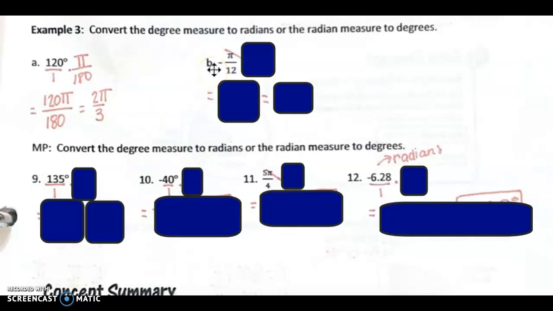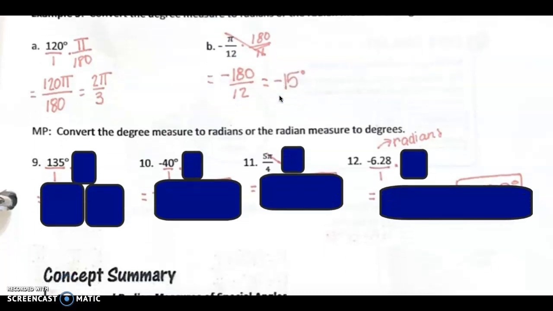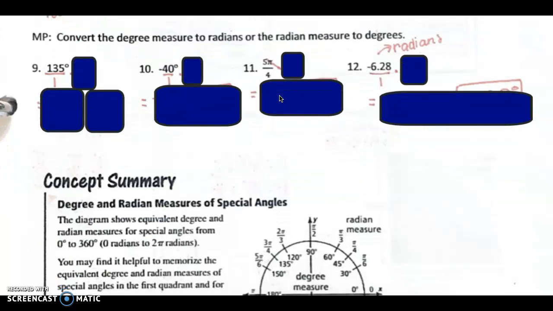So for part B, we started with radians, and we want to go to degrees, so we want to get rid of the pi. So we multiply by 180 over pi. Okay, so those pi's cancel out. That gets rid of that. Then you're left with negative 180 over 12. We multiply straight across. Negative 180 divided by 12 gives us negative 15. And that's degrees now. So pause this, do these 4 on your own.